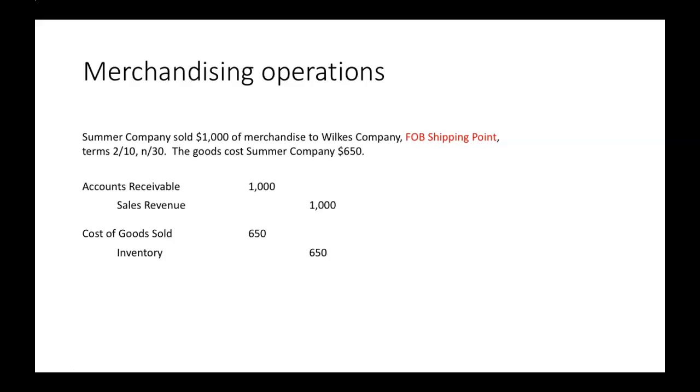So in this case, Wilkes Company would be the one responsible for paying for all of the freight costs. The other option is FOB destination, meaning the transfer of ownership doesn't happen until the goods reach their destination. In that case, the seller is responsible for all of the freight costs.